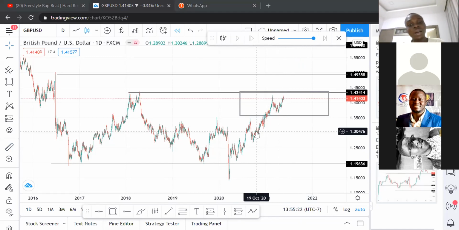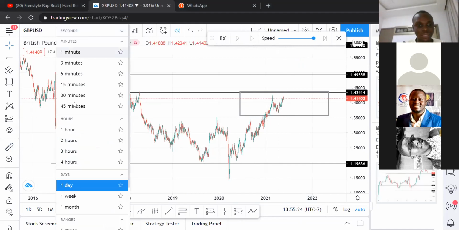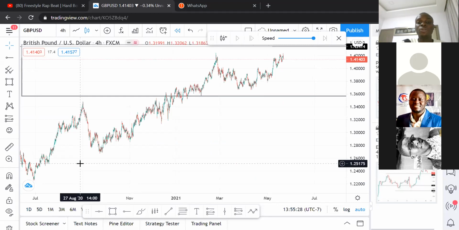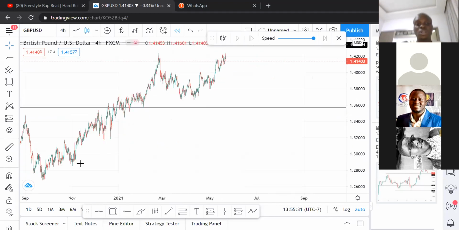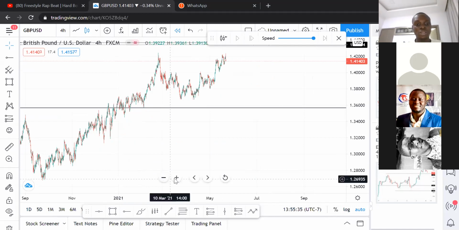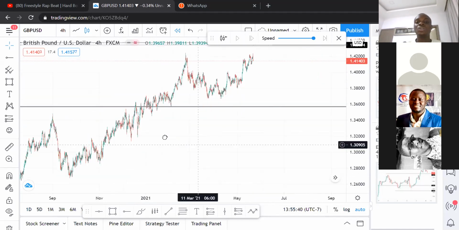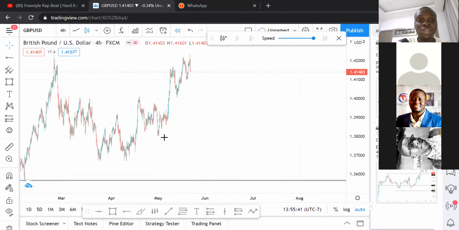Now, then I go back to my 4 hours. Okay, this is the 4 hours. What is happening on the 4 hours? Now, on the 4 hours, the zone, you can see, okay. Sorry, let me zoom out. Okay, I think this is the last. I can zoom out. Now, on the 4 hours, this is what we have.